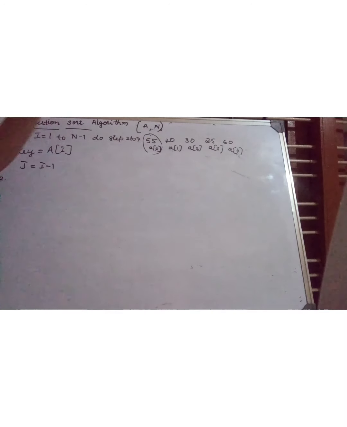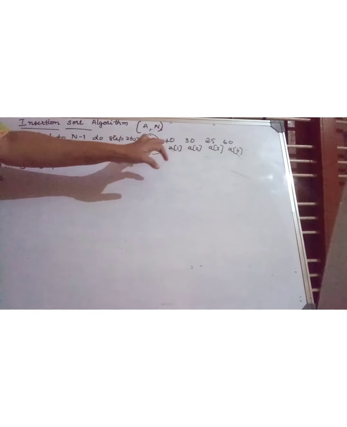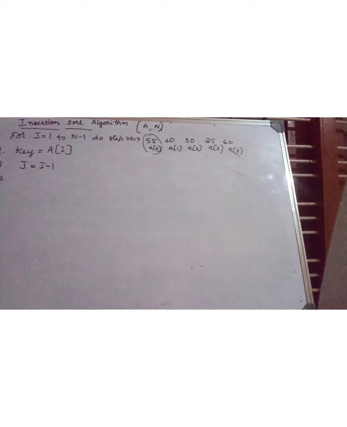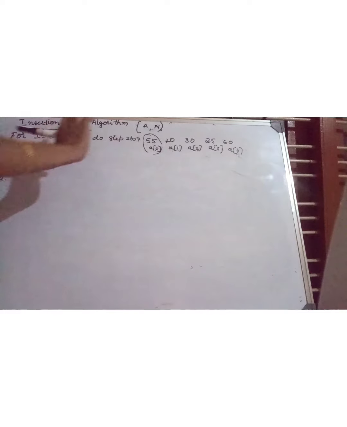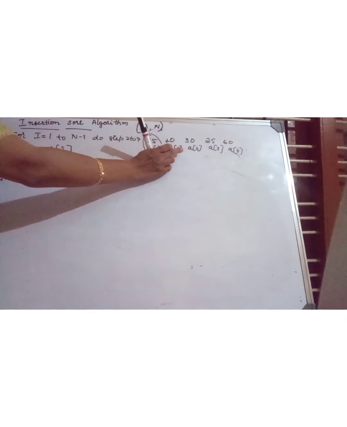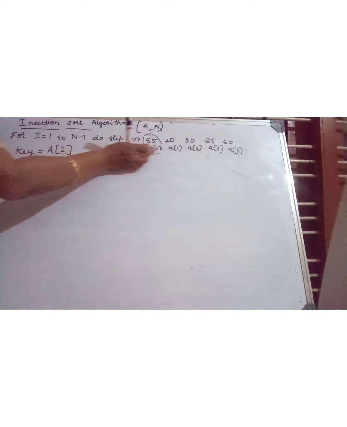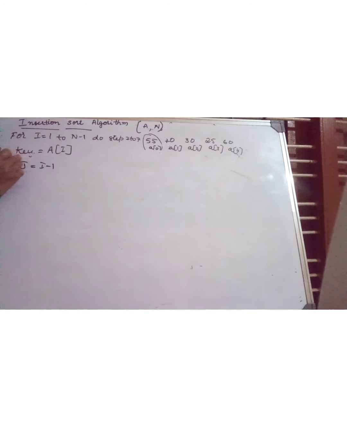Now we start comparing the elements. We start comparing the first element with the next element. Since J is taken from the unordered list elements, J is equal to I minus 1. When I is equal to 1, J will be A of 0. When I becomes 2, J will be the previous element. J is equal to I minus 1, that means the previous element.